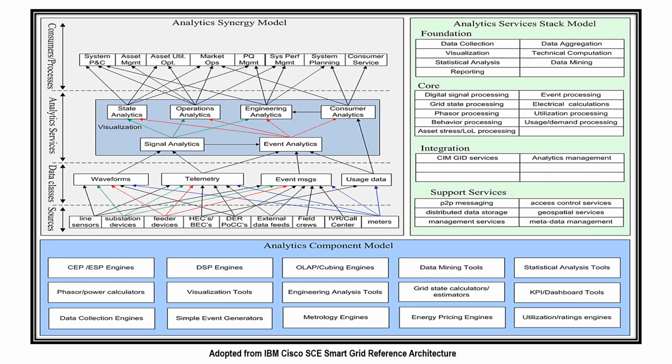The analytics logical model illustrates how different data sources are analyzed in the smart grid, and these analytics feed into multiple business processes. Even though data is coming from multiple different sources, it is combined and analytics is generated, which feeds into multiple business processes. And while doing so, it uses the services from the services stack and is realized through components which are illustrated in the component model. This model was built as part of the IBM, Cisco, and Southern California Edison smart grid reference architecture.